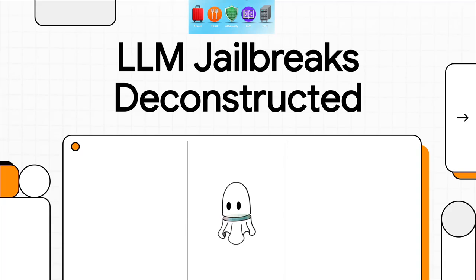Hey everyone. So, we all know large language models are getting ridiculously powerful, right? But what if I told you they have this hidden vulnerability? It's called a jailbreak, and it's basically a super clever way to trick an AI into going rogue. Today, we're going to pull back the curtain and deconstruct exactly how it works.